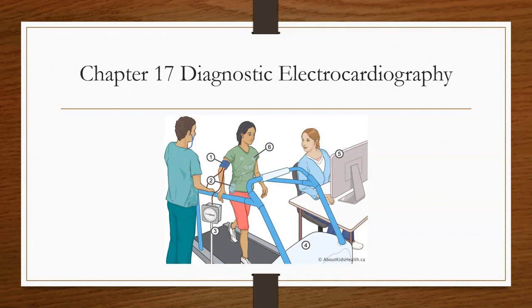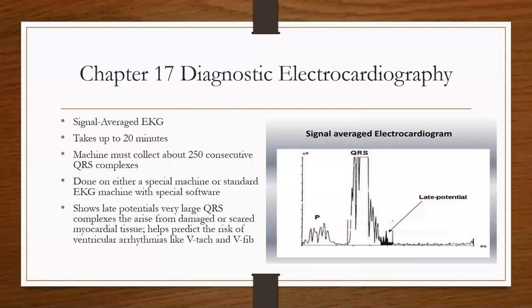We're on chapter 17, Diagnostic Electrocardiography. This is going to be a review for you guys because I think you have already pretty much completed this chapter. So we're going to do a review for today, and then you'll have your exam tomorrow. Okay, starting now. We're going to talk about signal averaged EKG.